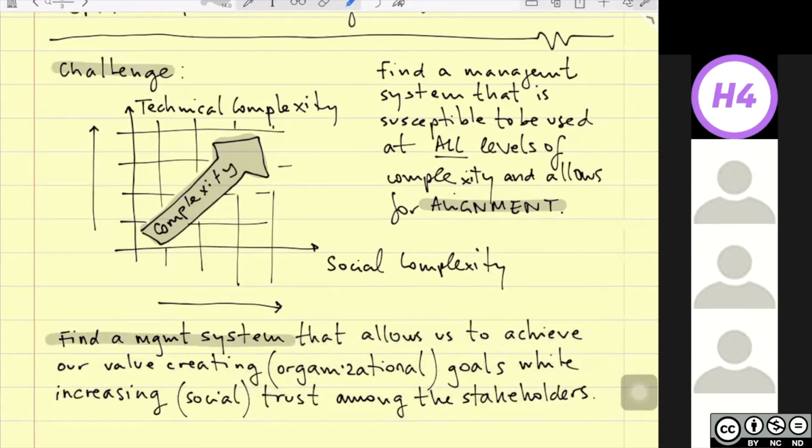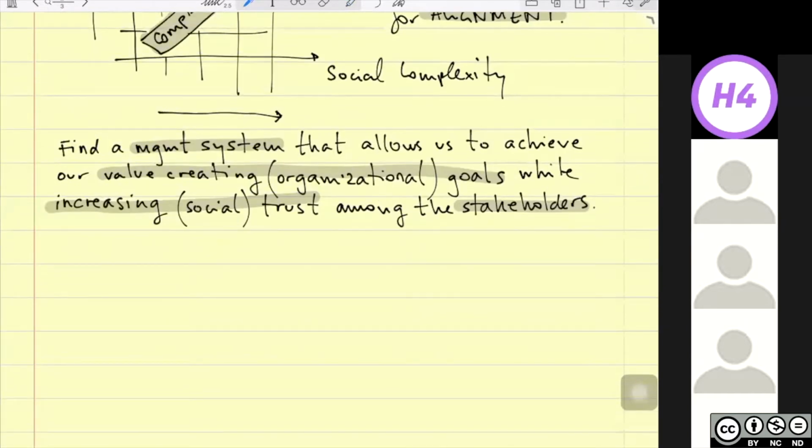If you want, important here is the value creating goals, the increasing trust among the stakeholders. Okay, and of course the management system, which is the answer to it. Any questions?